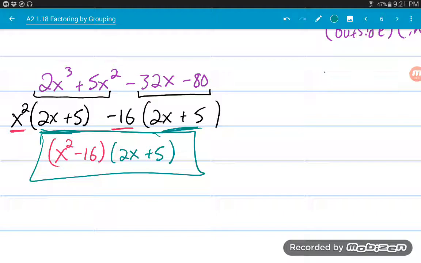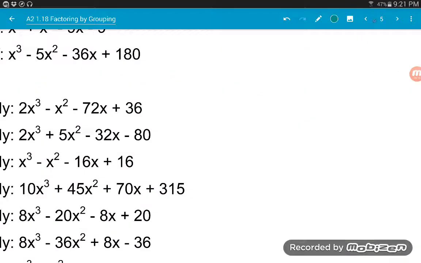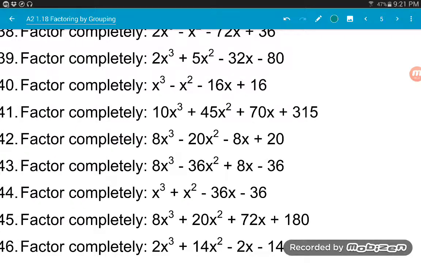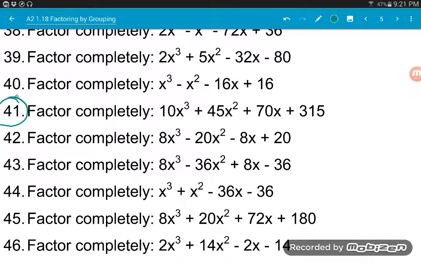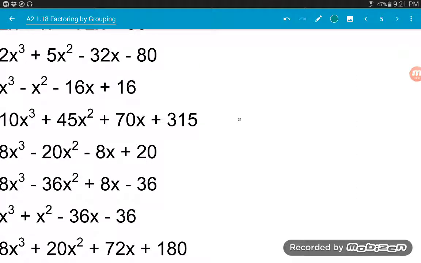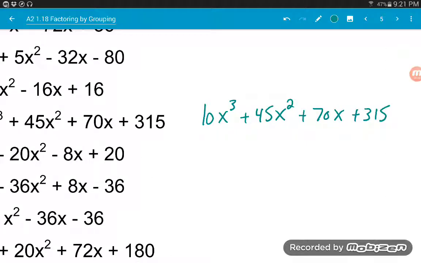Okay, let's do one more example that has a GCF. If I look at something like number 41, you'll see 10, 45, 70, and 315. They're all divisible by 5. So that's what I'm going to have to do. 10x cubed plus 45x squared plus 70x plus 315.